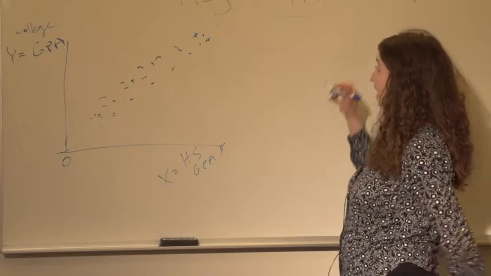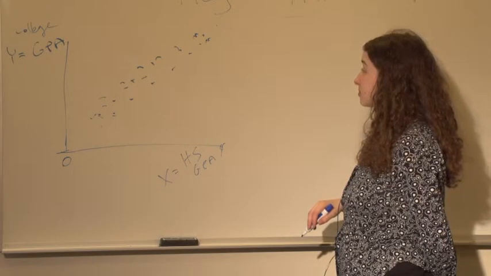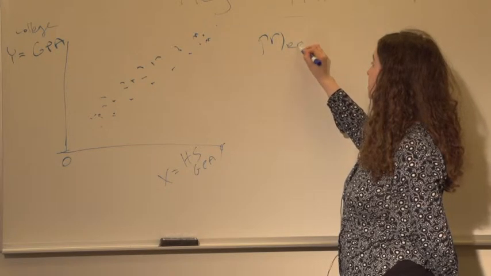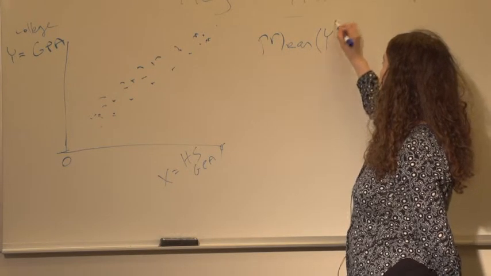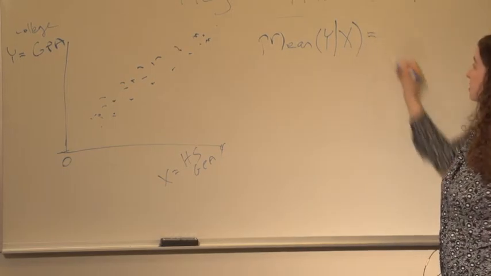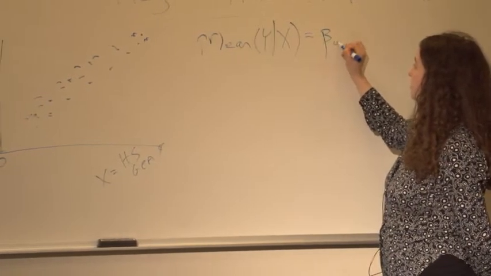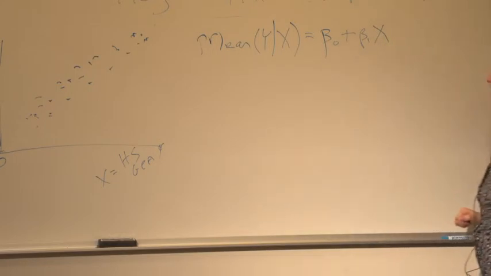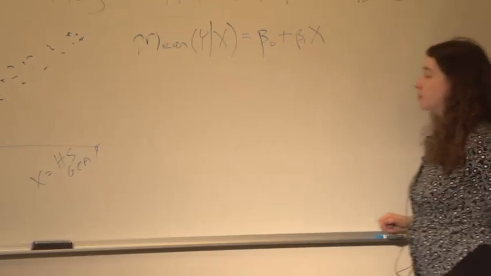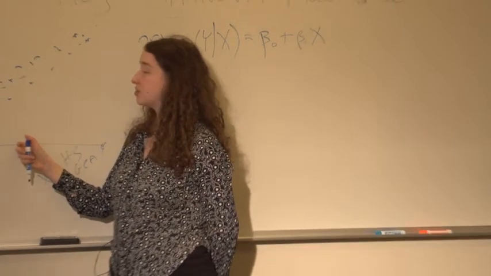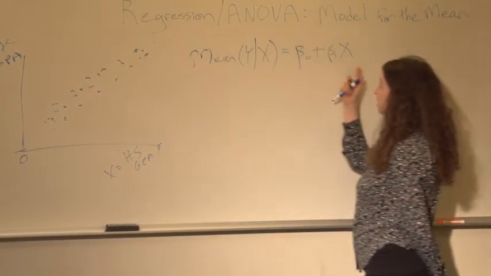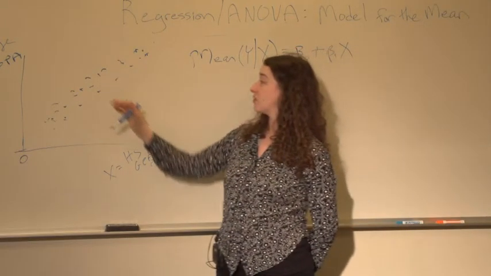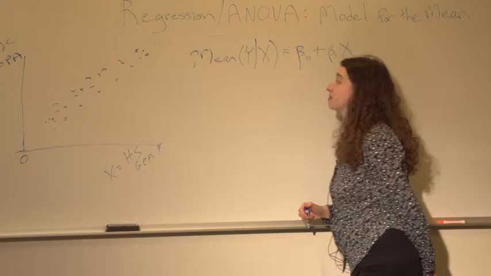So now, if I want to come up with a model, how am I going to do that? Still going to be a model for the mean. The mean of y, given that you tell me x, I'm going to write it like this. Is equal to beta 0 plus beta 1 times x. If you give me x, if you tell me the high school GPA, then I want to be able to plug it into this formula, into this expression, and get back out my best guess at the mean of y given x.